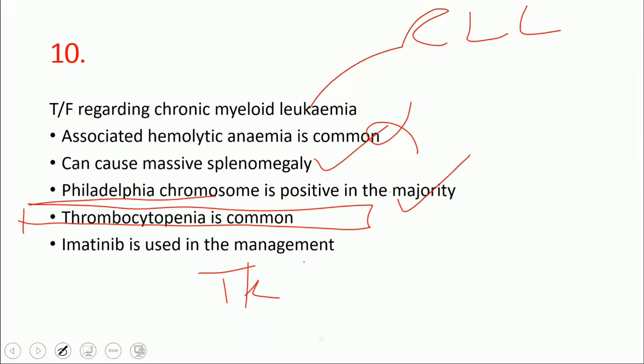So imatinib is a very good drug. It's a tyrosine kinase inhibitor which is used in the treatment. Very effective, very, very effective.